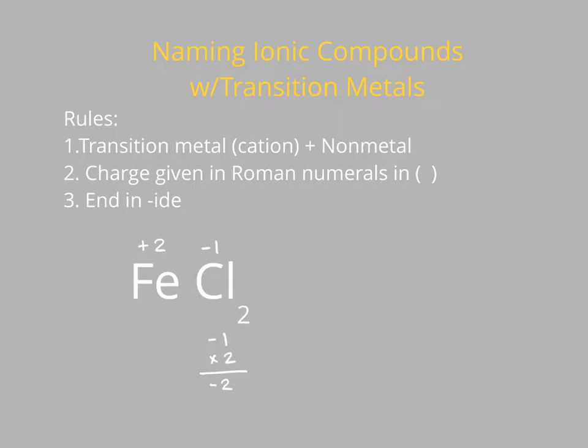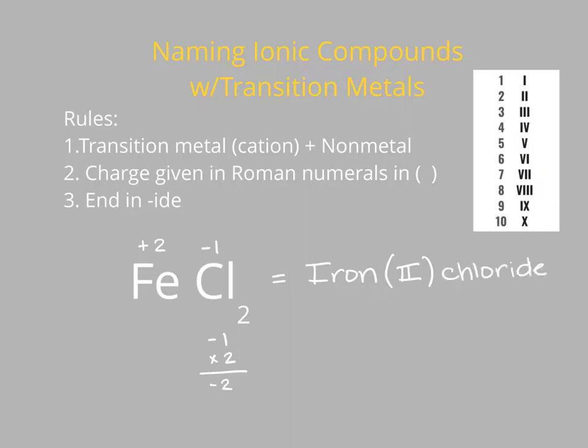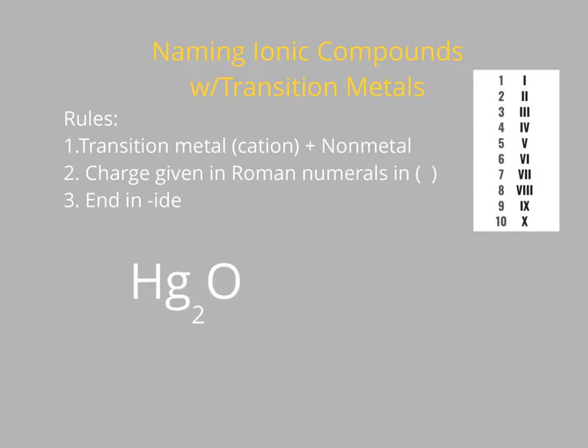So when we write the name of this compound out, we need to include the charge for iron. We're going to write it as iron, and in parentheses 2 in Roman numerals, chloride. So the full name is iron(II) chloride, meaning that iron is going to take on a +2 charge in this particular compound. Let's try another example.